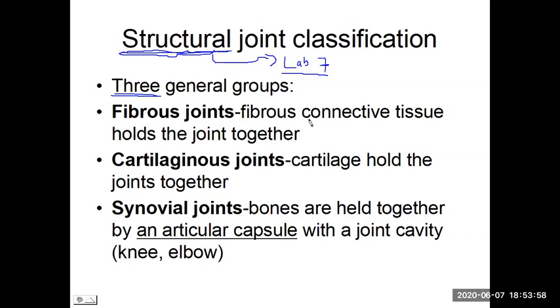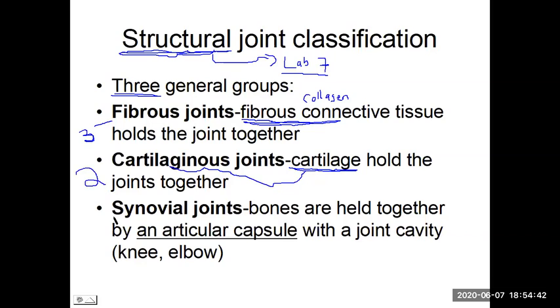This now, of course, is based on the type of connective tissue. These are now collagen-rich joints. So collagen fibers are connecting these structures together and stabilizing these joints. And we'll see 3 specific examples of fibrous joints. Second group, the name makes it really clear. Some particular type of cartilage is stabilizing that articulation. And we'll see 2 specific examples here.